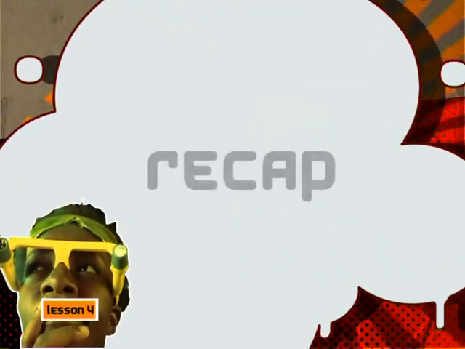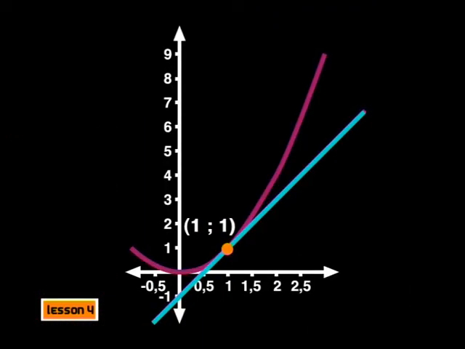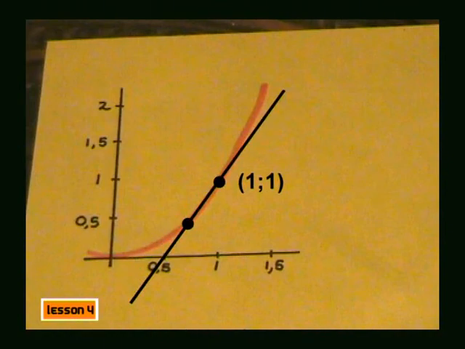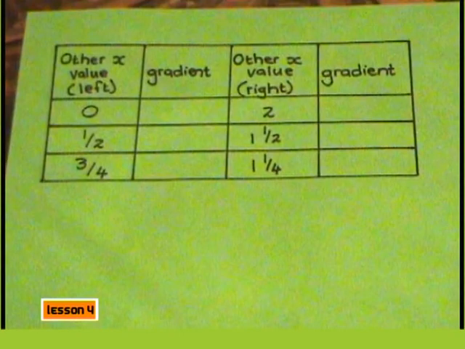Let's quickly go over what we have done today. In order to get a line which is closer to a tangent at the point 1, 1 than the line through the origin and 1, 1, we took the points on the parabola closer to the point 1, 1 than the origin and calculated the gradients between these points and 1, 1. Then we took 3 points to the right of our chosen point and calculated the gradients between each one of them and 1, 1. We arranged all these results in a table.